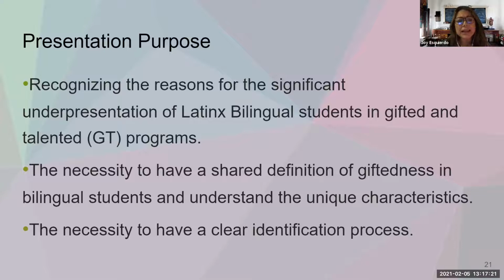And then the necessity to have a clear identification process. A colleague and I did a study looking at different matrices in different districts, and looking at how each district so uniquely has a very unique identification process for gifted students.